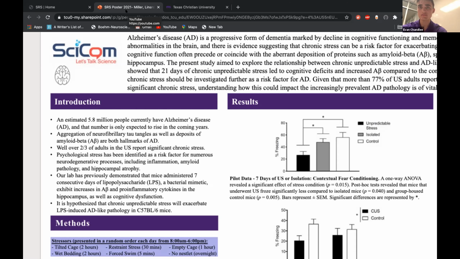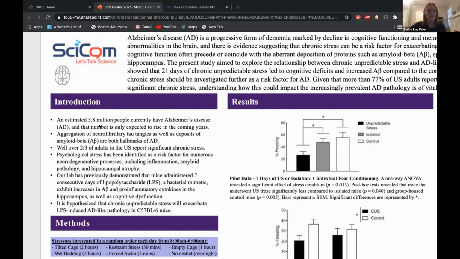Given how pervasive both Alzheimer's disease as well as chronic stress are within the United States, affecting 5.8 million people and 2/3 of the population respectively, we thought this question would be really important and primed for further investigation, leading to the hypothesis that the chronic unpredictable stress would be able to exacerbate the LPS-induced Alzheimer's disease-like pathology within this strain of mice. Now, Connie's going to discuss the methods for you guys.